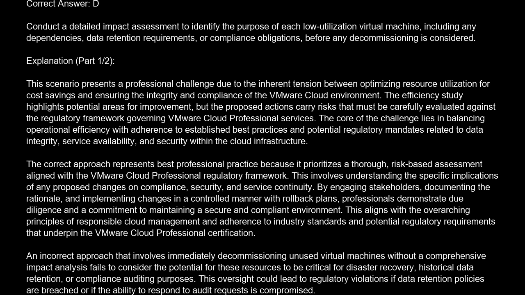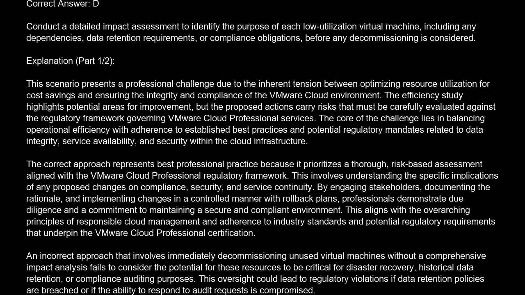ensuring the integrity and compliance of the VMware cloud environment. The efficiency study highlights potential areas for improvement, but the proposed actions carry risks that must be carefully evaluated against the regulatory framework governing VMware Cloud professional services. The core of the challenge lies in balancing operational efficiency with adherence to established best practices and potential regulatory mandates related to data integrity, service availability, and security within the cloud infrastructure.